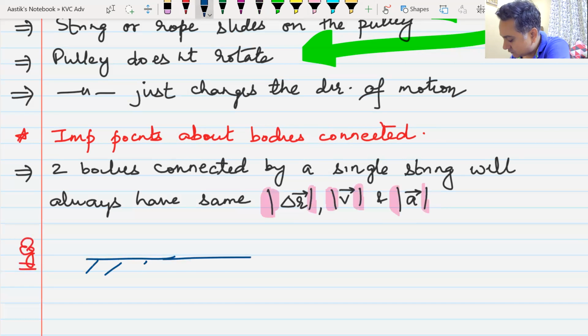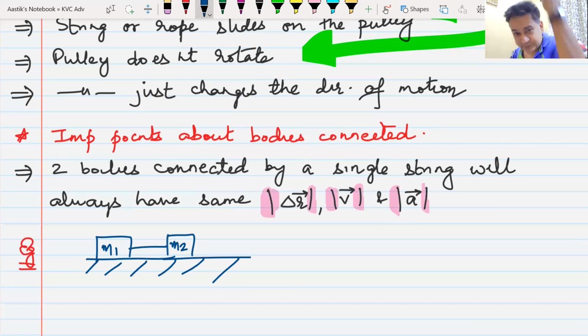Let us suppose I have two bodies, M1 and M2, attached like this by a single string. Now it is very easy to understand that if this body moves with a velocity v vector, this body also moves in the same direction with the same velocity. Yes or no? Because they are connected by the same string. String cannot extend. So whatever is the movement of body 2, the same has to be the movement of body 1. Yes or no? Yes, sir. So the velocity, acceleration, displacement, all are going to be same.